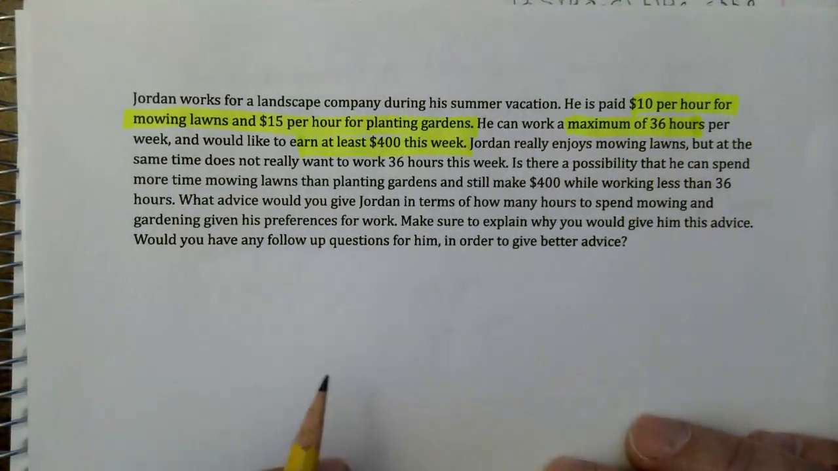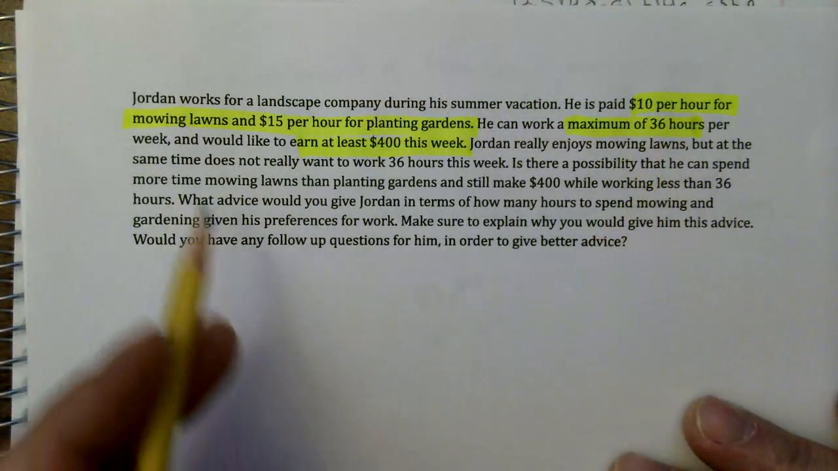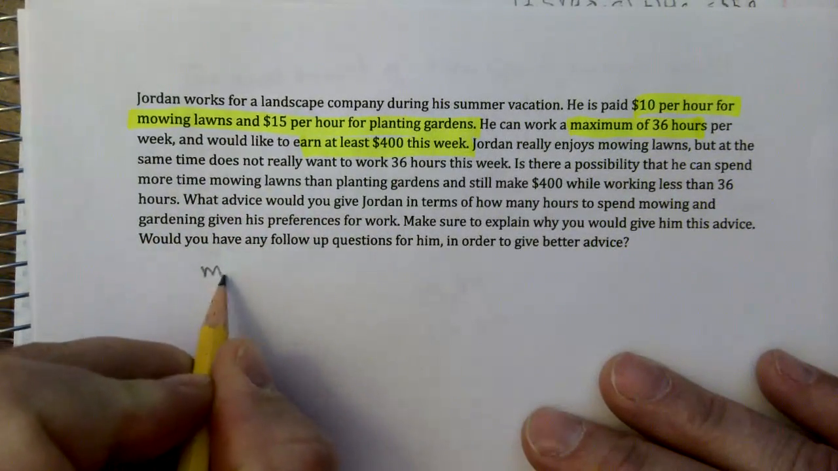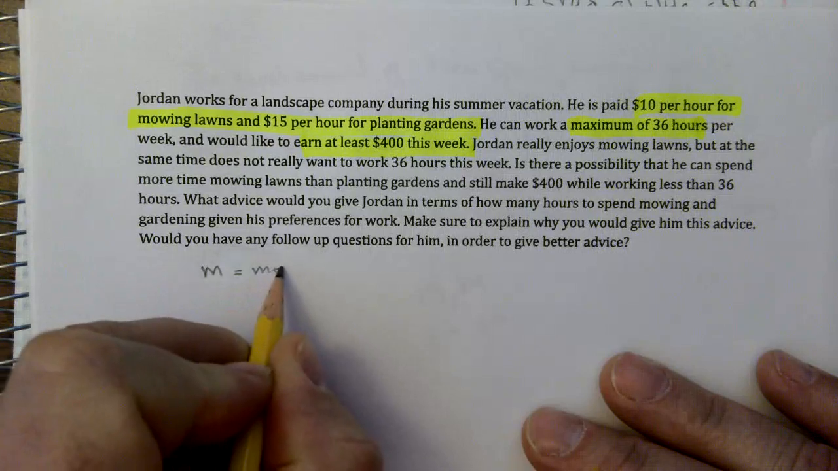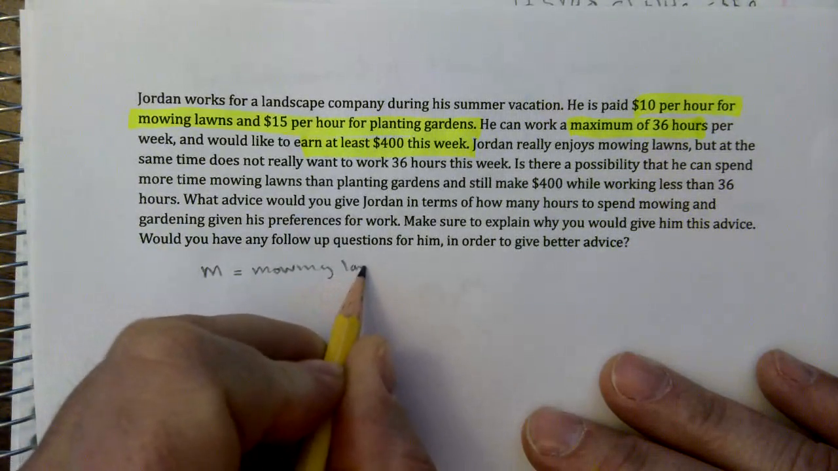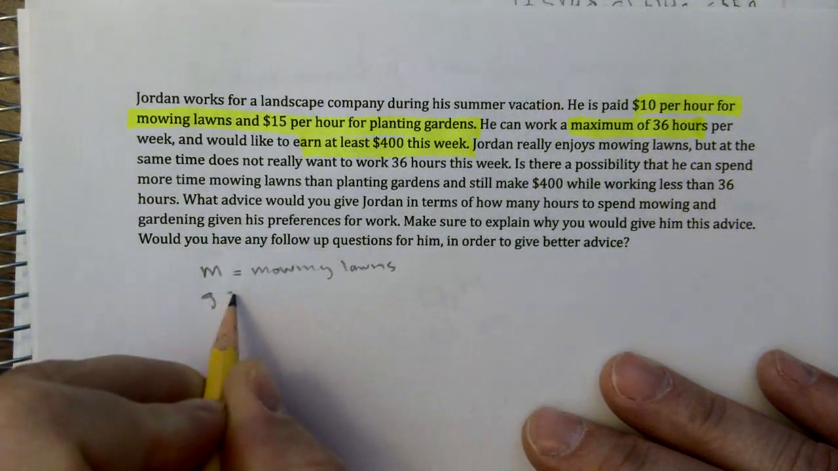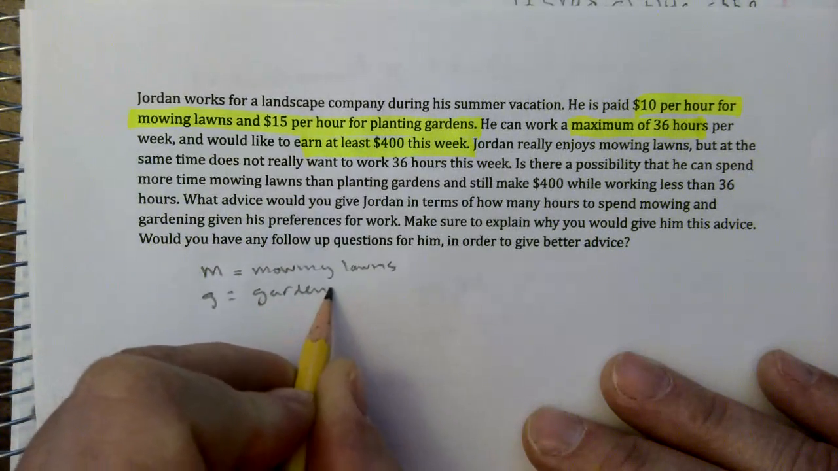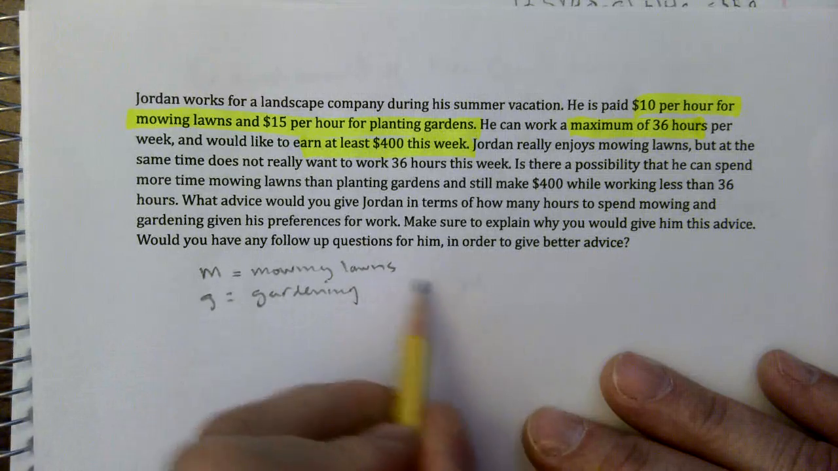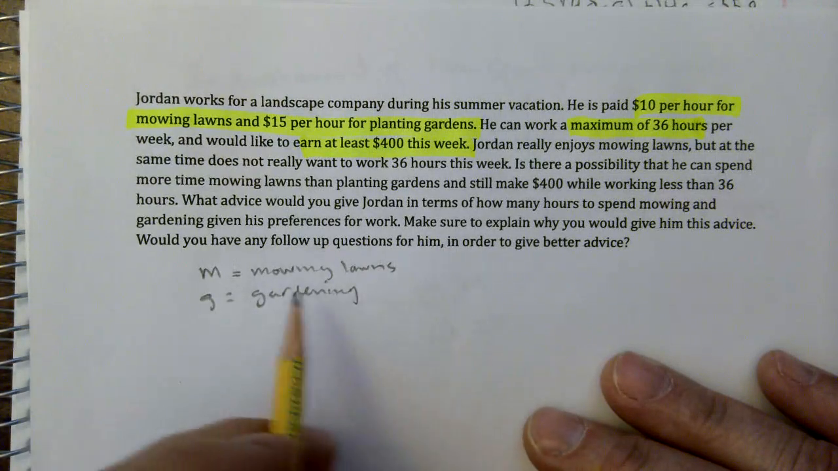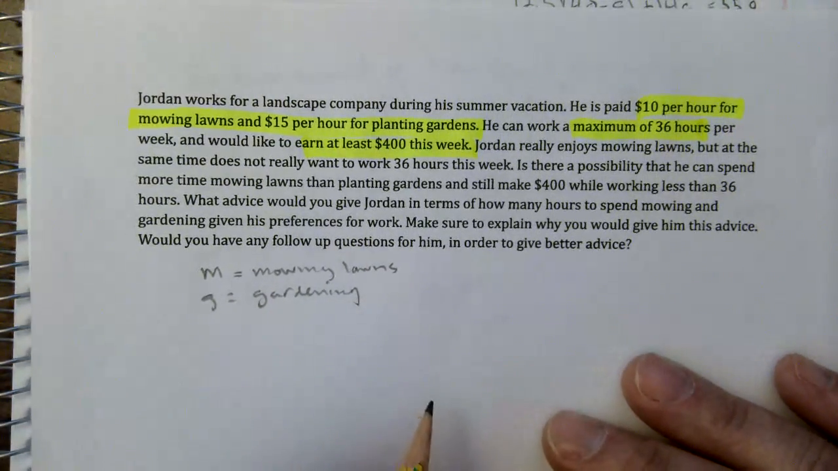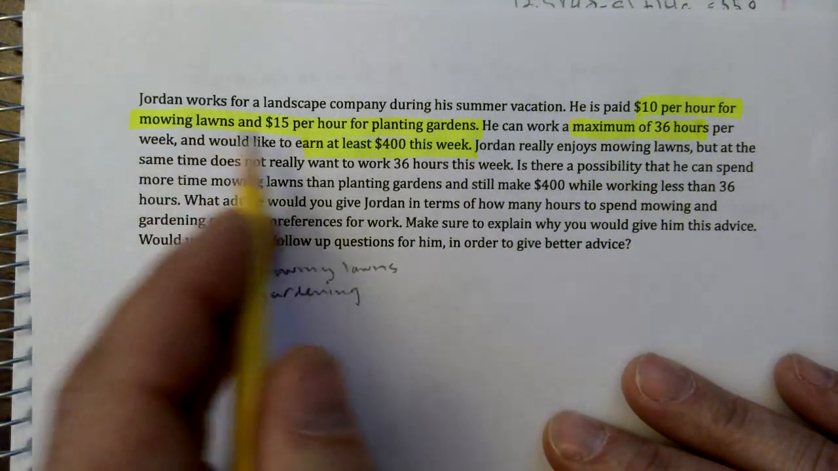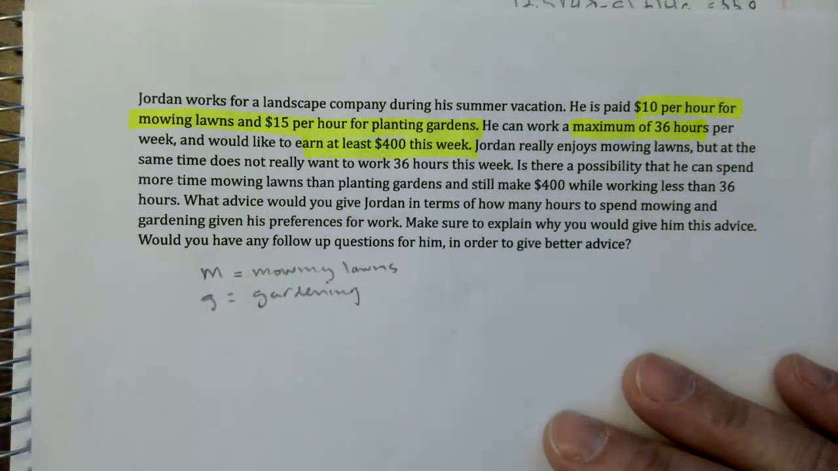Okay, so the first thing we see is it's $10 per hour for mowing lawns and $15 for planting gardens. So we're going to go ahead and use M for mowing lawns and G for gardening. And these are both hours worked. So it's hours mowing lawns, hours gardening.